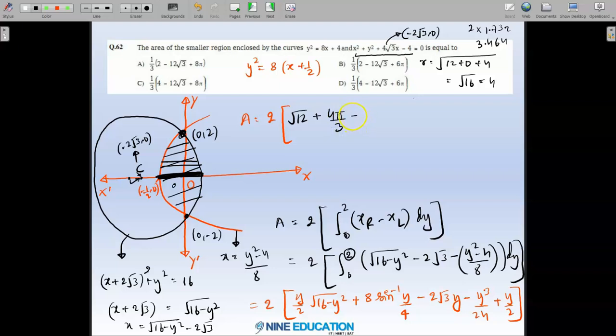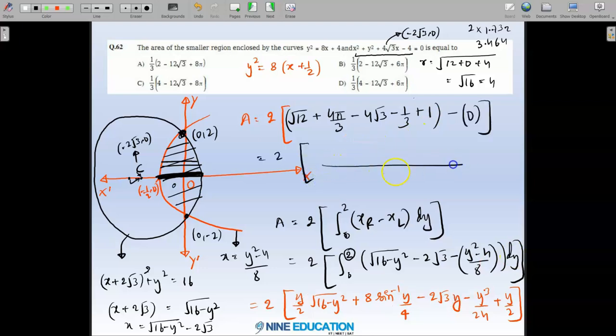The next one is minus 4 root 3, and then y cube is there, so it will become 8 by 24, that is minus 1 by 3, and finally y by 2 means again 1. So this entire thing is your upper limit. Now 0. So at 0, this first term will also be 0, the sine inverse term is also 0, everything is becoming 0 itself, so that's not a problem.